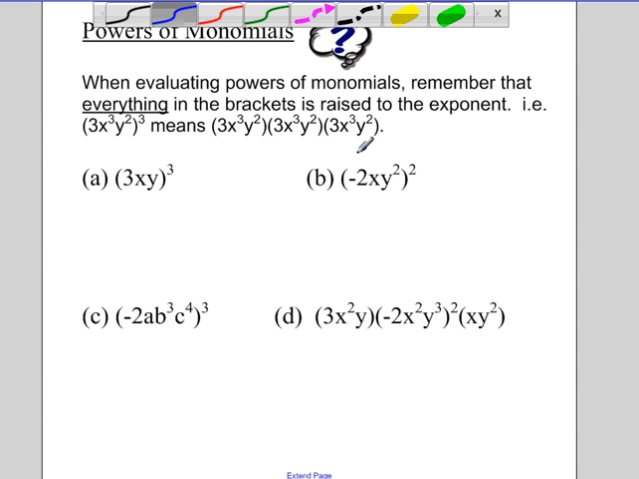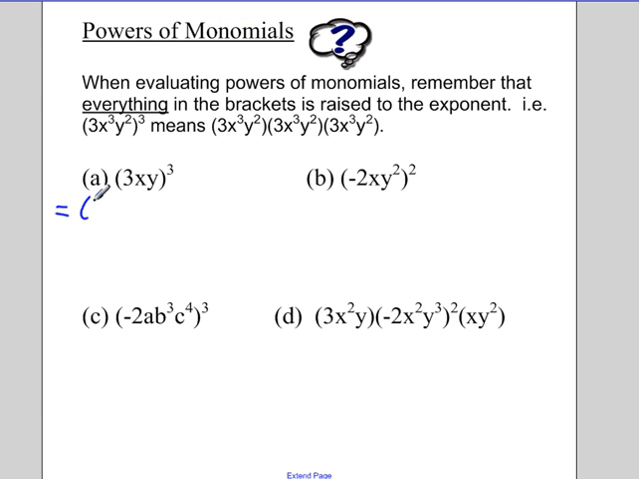It's more writing and a little bit more work to do that, but you are more likely to get the answer correct. So for example, for this one, 3xy, if you took that and you cubed it, what does that mean? It means 3xy times 3xy times 3xy. And now you're going to think of this in terms of multiplying monomials. What's 3 times 3 times 3? That's 27. What's x times x times x? That's x cubed.